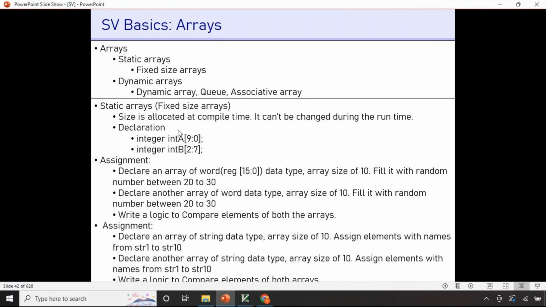So how do you do the declaration? 9 down to 0, 2 down to 7. Is it possible, 2 down to 7? Yes, it's possible. Let's do one assignment, everyone. Declare an array of word data type. Word is what? Reg 15 down to 0. Array size of 10. Fill it with random numbers between 20 to 30. Can you please do that, everyone?